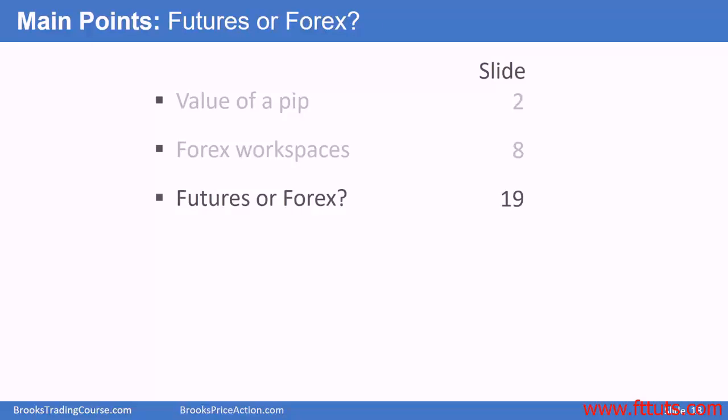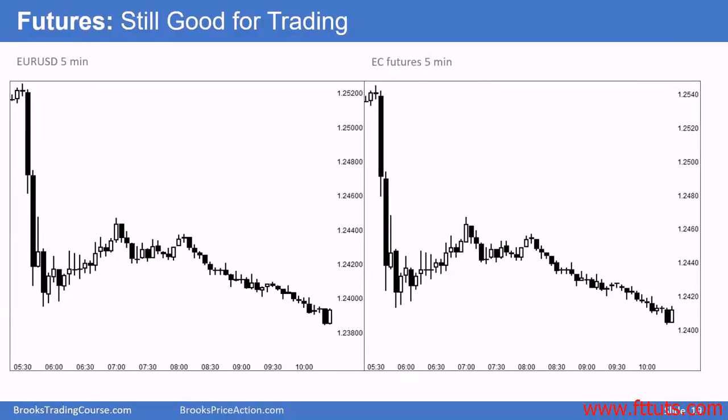For years, traders wanting to trade currencies did so in the futures market. But now most trading takes place in the Forex market. On the left, I have the euro versus the dollar 5-minute chart. On the right, I have the euro futures contract. You can see they're virtually identical. Because they're identical, you can trade the futures market, or you can trade the euro versus the dollar Forex market.